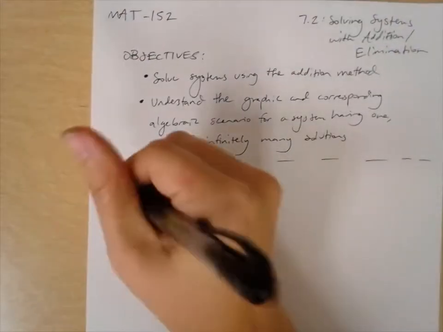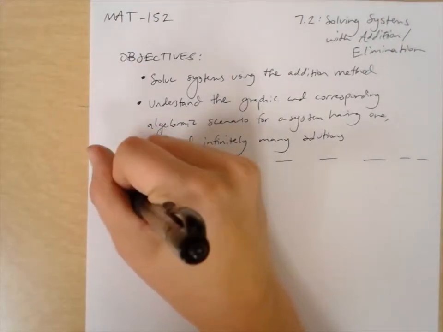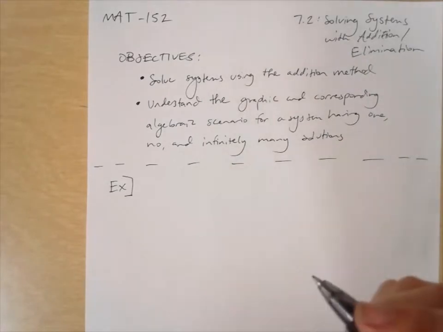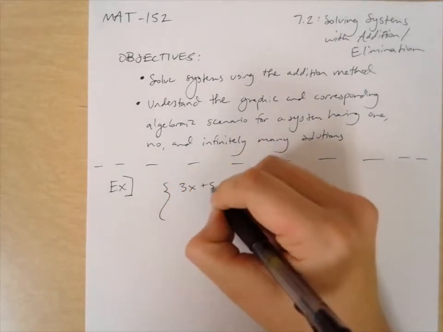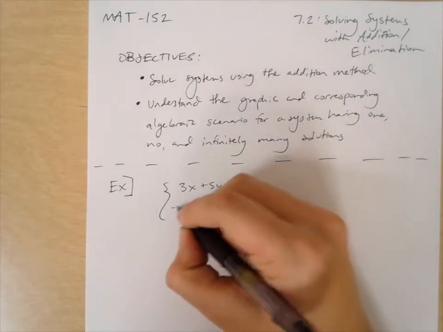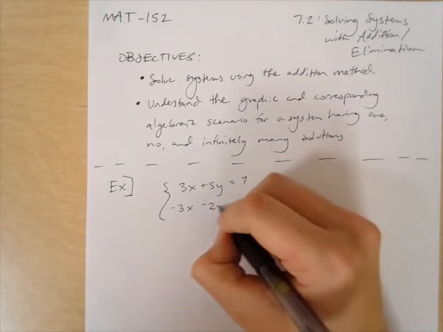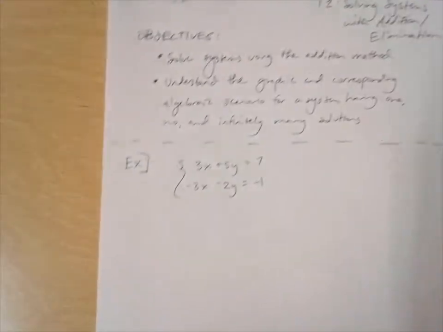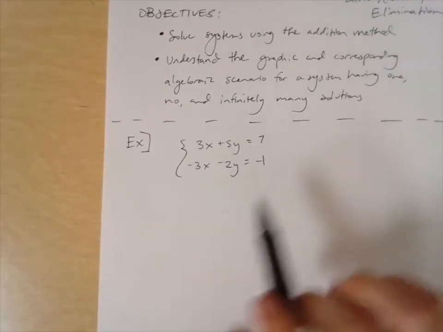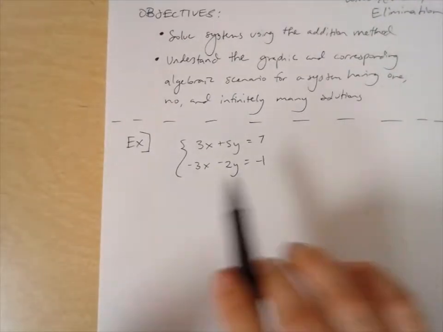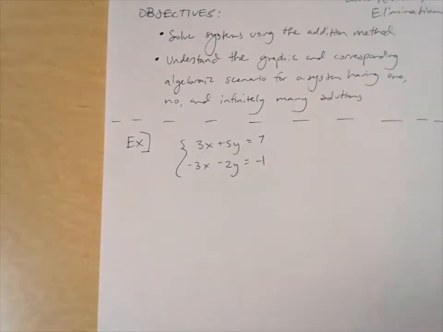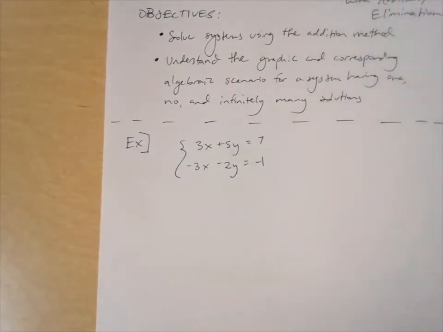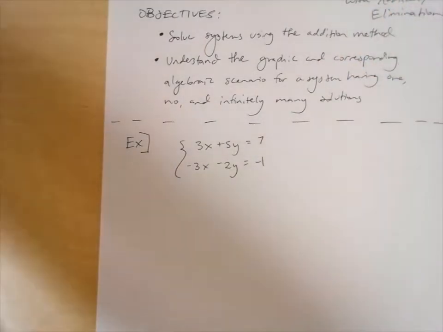Let's begin, though, with an example. If we had a system that looked like this, 3x plus 5y equals 7, negative 3x minus 2y equals negative 1. What we've learned previously is that we can solve one of these for x or for y, and we can substitute that value back in for x or for y into one of the equations. However, what's pretty cool that we can do with this one happens because of our x's.